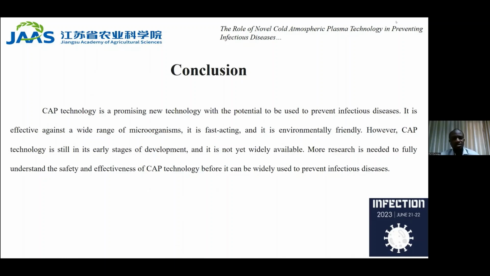In conclusion, cold atmospheric plasma is a promising new technology with the potential to be used to prevent infectious disease. It's effective against a wide range of microorganisms. It's fast-acting and environmentally friendly. However, CAP technology is still in its early stage of development and is not yet widely available. Therefore, more research is needed to fully understand the safety and effectiveness of CAP technology, so it can be widely used to prevent infectious diseases.